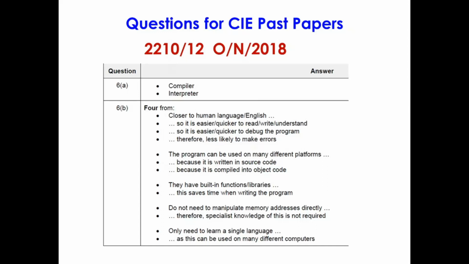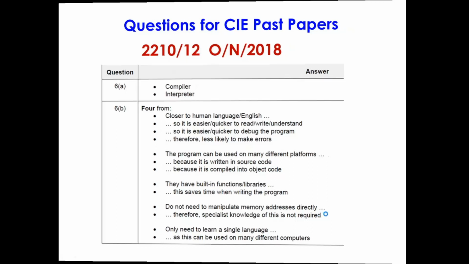Do not need to manipulate memory addresses directly. You do not need to know how the data is stored inside the computer. The language will deal with it by itself. Only need to learn a single language, as this is used in many different computers. So you do not need to learn different programming languages for different computers. The same language can be used on different computers. Right. So you can write any 4 from it, and this will give you 4 marks. Let's discuss another question.